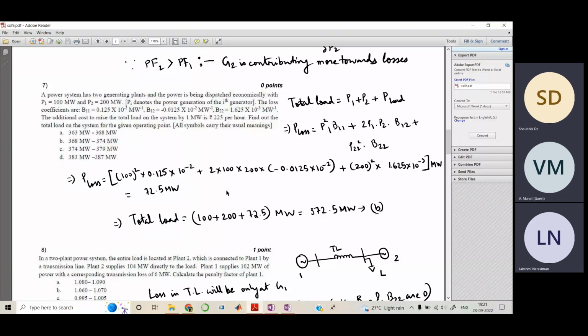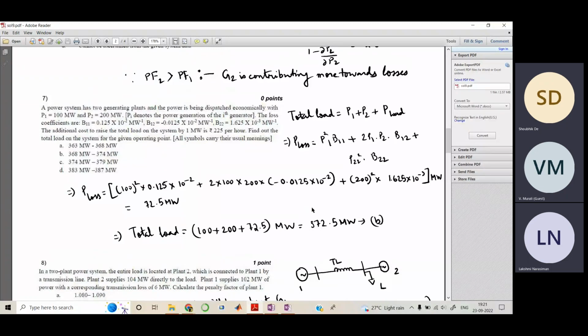I have a question here in this case. If P1 and P2 are the generations, that itself includes the loss, right? The 300 megawatt includes the loss in it. If I'm calculating 72.5 megawatt as the loss, then the final demand should be 300 minus 72.5, right? Because they have stated the plant is generating 300 megawatt in total, which supplies loss plus the load. So in that case, I have identified the loss as 72.5 megawatt, so I am going to subtract that from the generation, and then I will get the actual load. But here, why are we adding that?